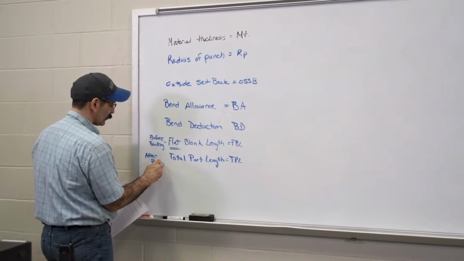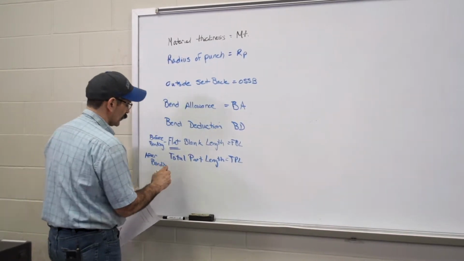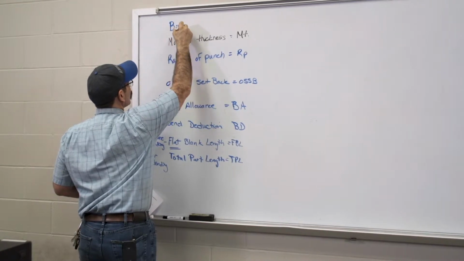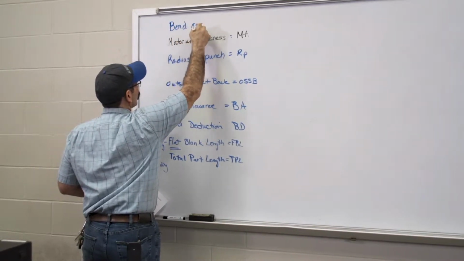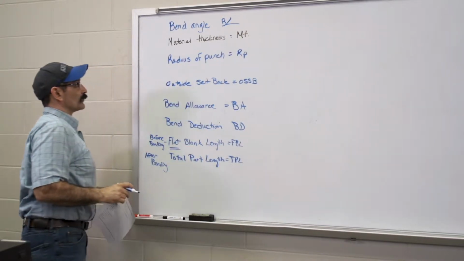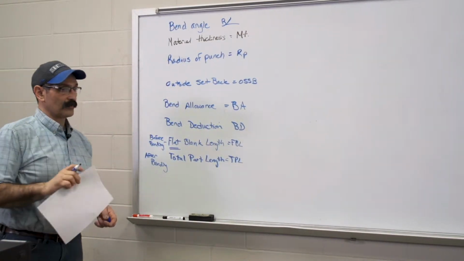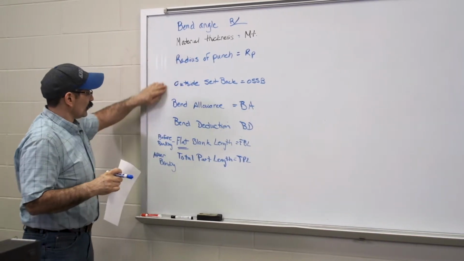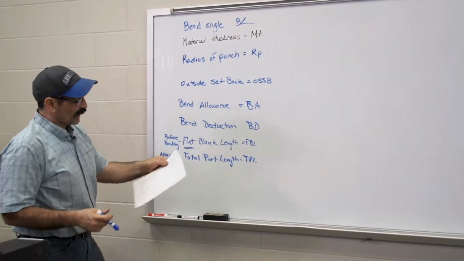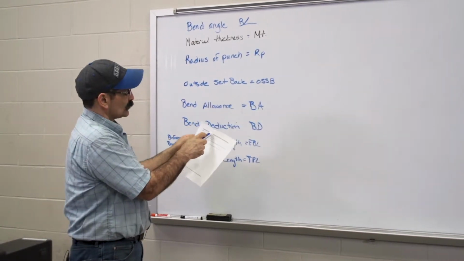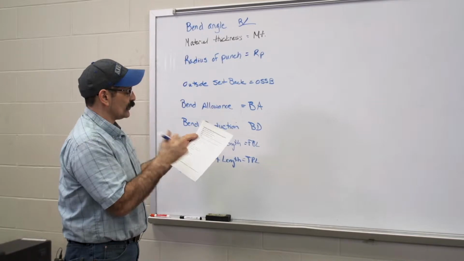Oh, and I probably should put one more on there. I'll write it up here. Bend angle. I usually put a B and a little angle sign after it, okay? I think that's all. If I find another one, I'll stick it up there. All right, so we're looking at all this. And then you have this sheet of paper, and you will all get this, which talks about the sequence you have to do this in.